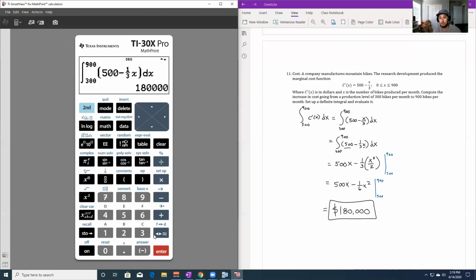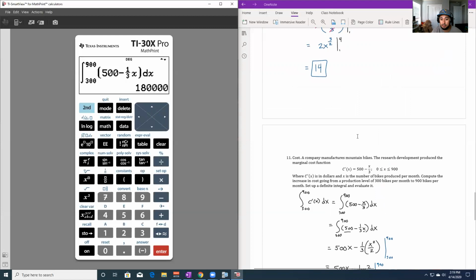180,000. All right. So this is telling us that if we increase production from 300 bikes to 900 bikes per month, the cost is going to increase. Of course, it makes sense. If you make more product, cost is going to increase. But let's hope we actually have revenue to beat it out.